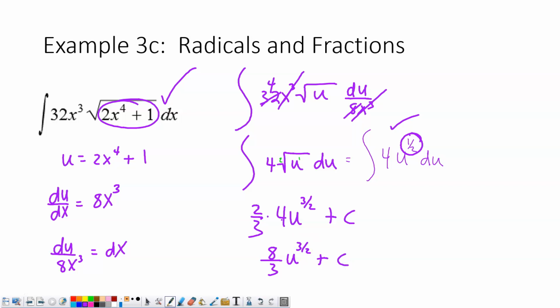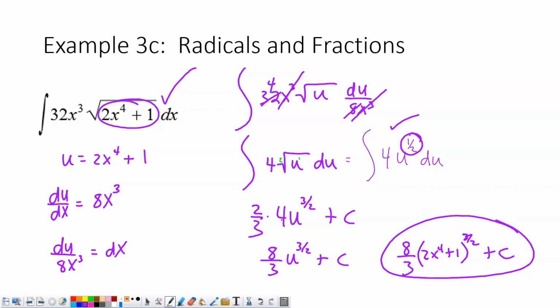And then we need to replace the u. So we have 8/3 and then 2x to the 4th plus 1 to the 3/2 power now plus c. Okay? And there it is. I'm pretty sure my software is not going to write this any other way than that right there. So you're safe on that one. You don't have to worry about it.